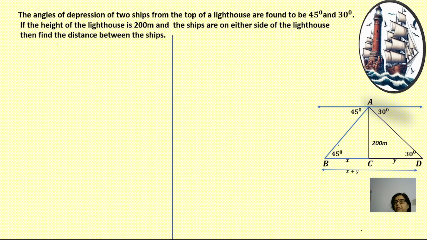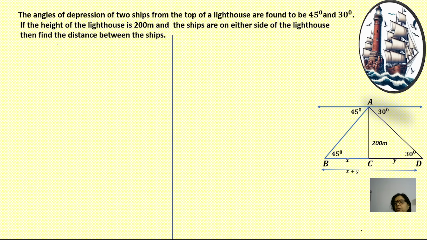So when we do this construction, this perpendicular lighthouse has to be drawn as a perpendicular over here. BD is joined, that is the distance between the two ships is considered to be the horizontal over here, and this is the other horizontal here at the top of the lighthouse. So this angle being 45 degree, the interior alternate angle becomes 45 degree. Similarly, this angle being 30 degree, this interior alternate angle becomes 30 degree. And AC is given as 200 meters.